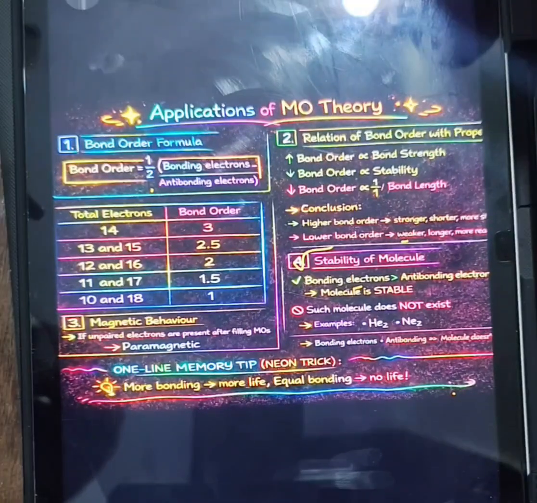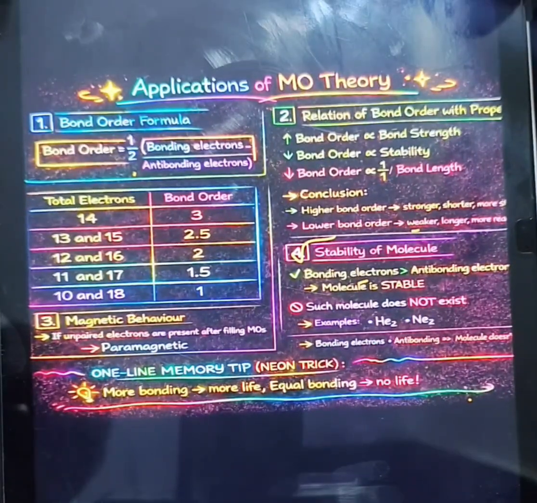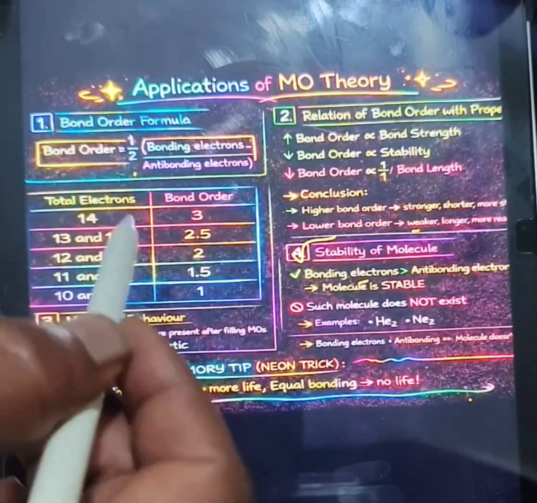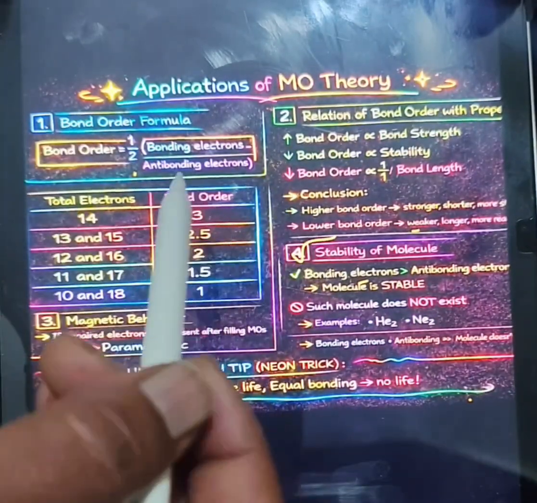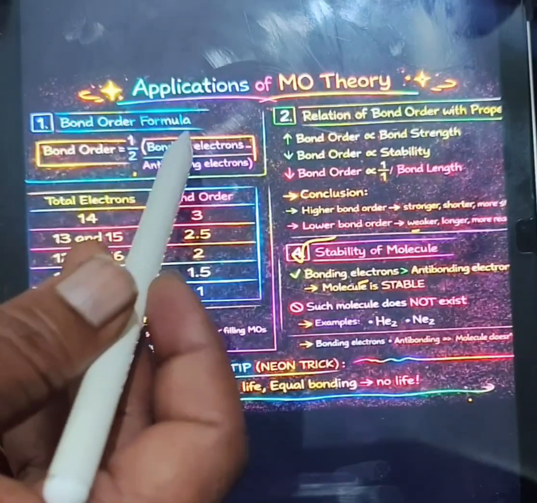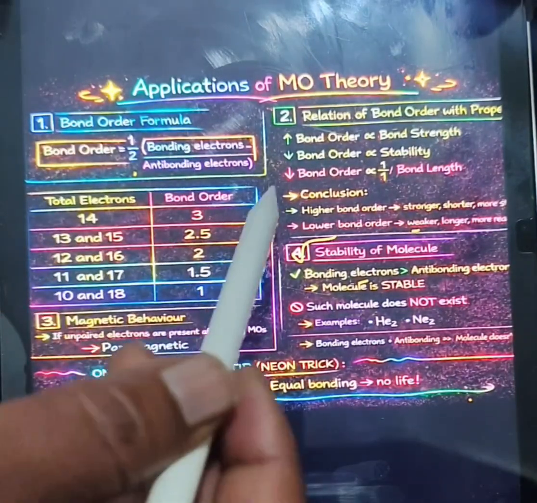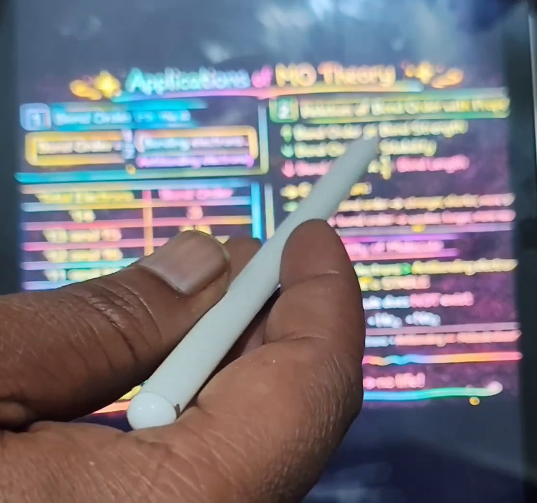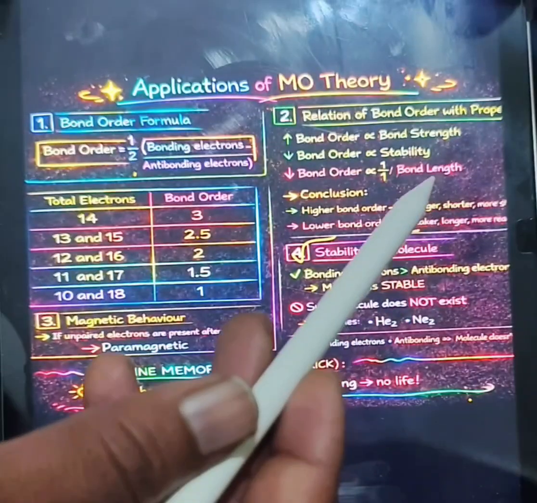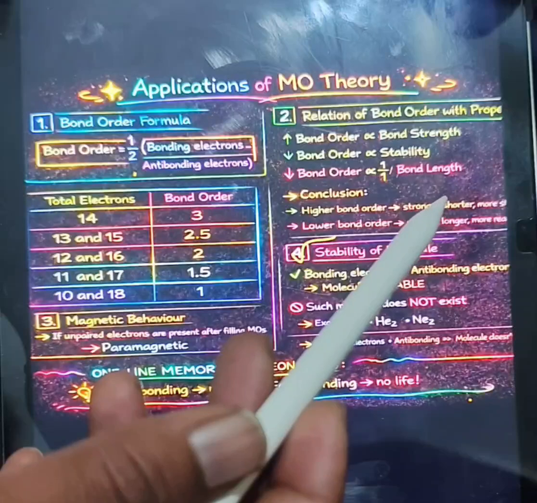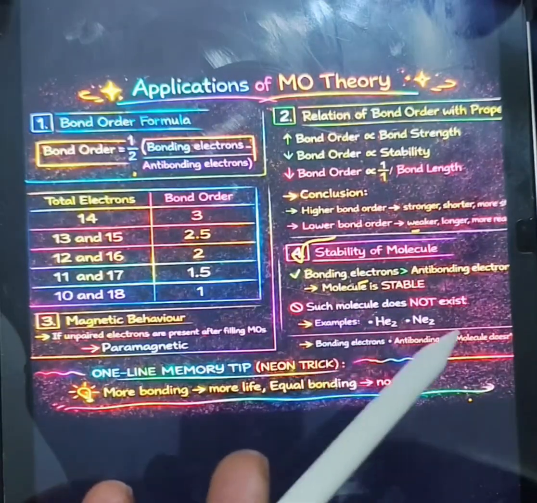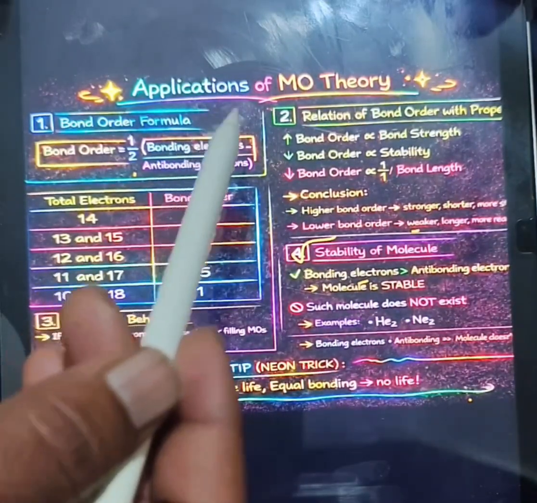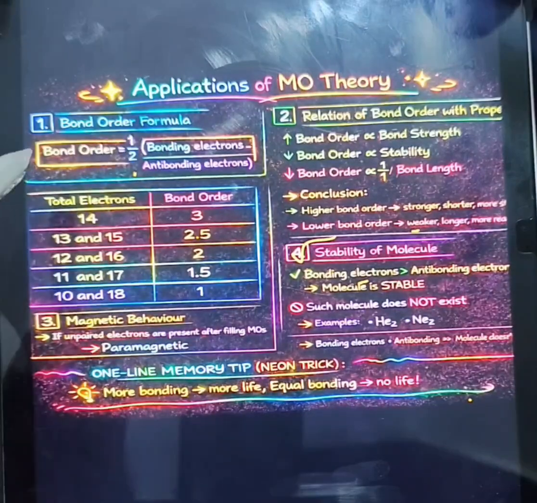Students, now we are going to discuss applications of MO theory. With the help of MO theory, we can calculate all these properties of complexes or molecules. So the first one, bond order, magnetic character, relation between bond order and other properties like bond strength, bond length, stability of the molecule. These are the applications which we are going to discuss with the help of MO theory. The first one, bond order.